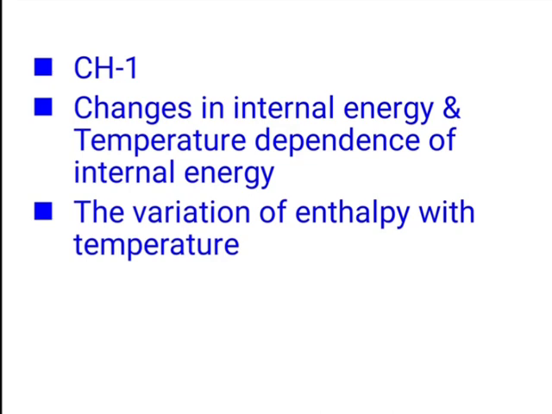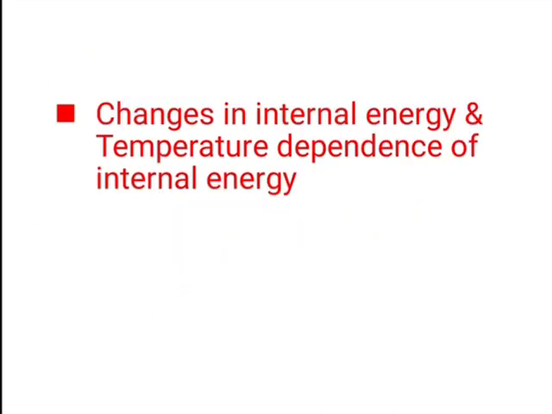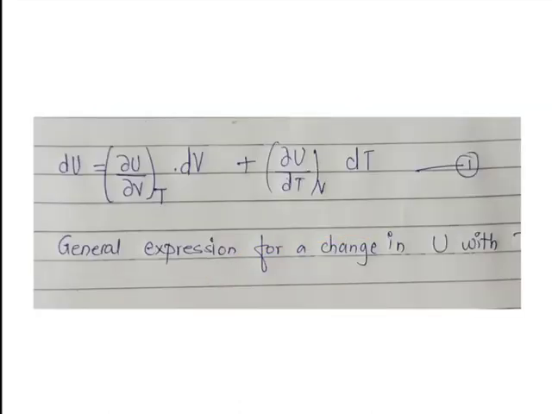So, our first point is changes in internal energy and temperature dependence of internal energy. We will begin to unfold the consequences of change in internal energy, that is dU, being an exact differential, by exploring a closed system of constant composition. And the internal energy U can be regarded as a function of V, T and P. That is, V means volume, T means temperature, and P means pressure.